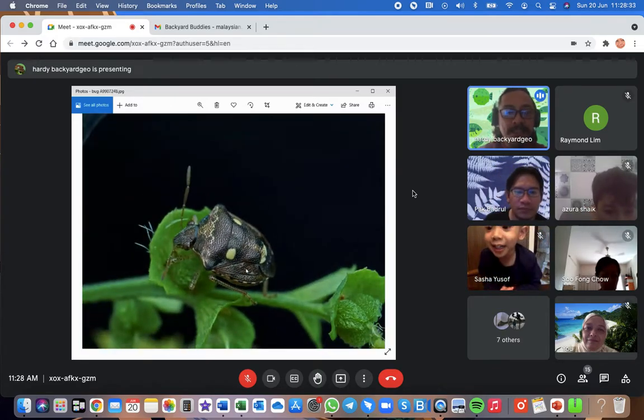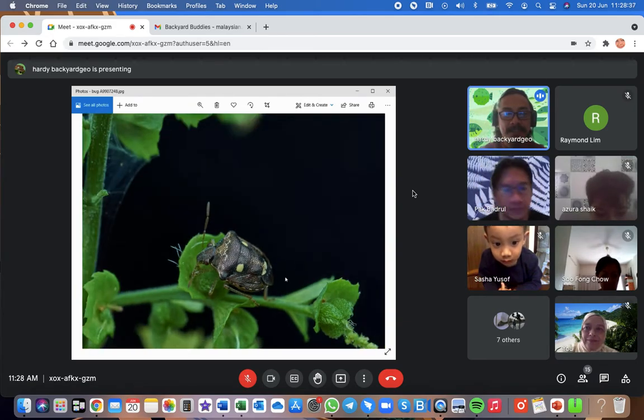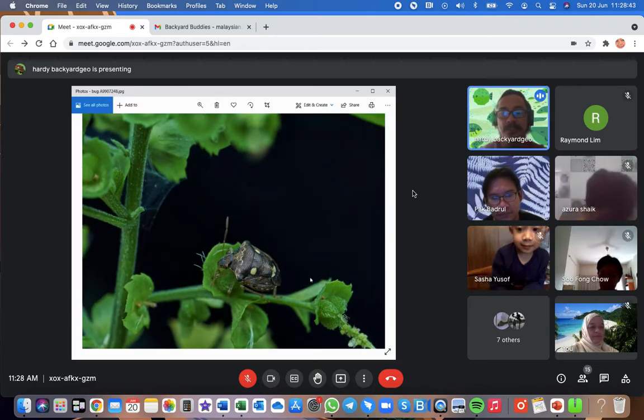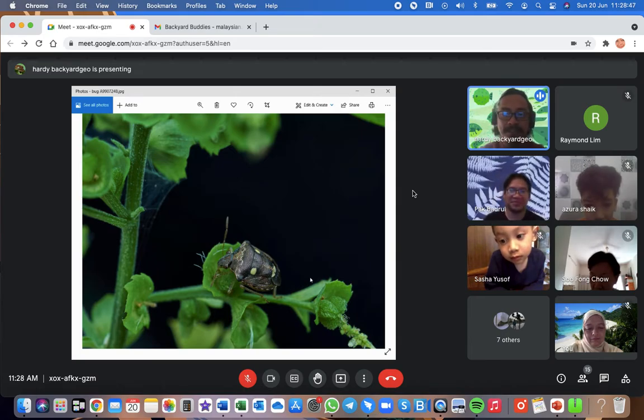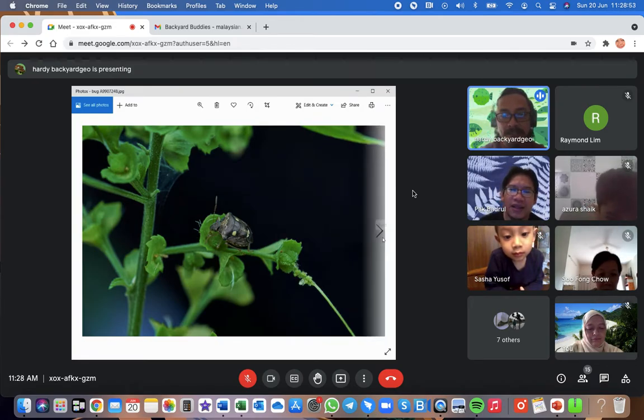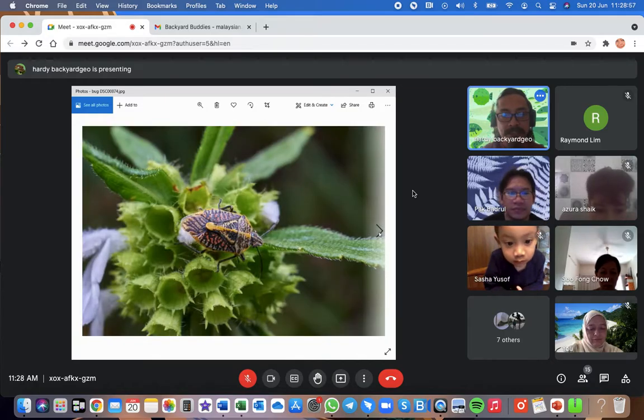Okay, next one. Oh, it's an interesting one. This one was taken at my friend's house in the garden. This is called a shield bug or stink bug. If you touch it, it's going to leave you with a bad odor. So that's why we call it stink bug, smelly bug. Uncle Bud, I'm just going to run through a little bit because we have a few stink bugs here. Another one over here, stink bug.